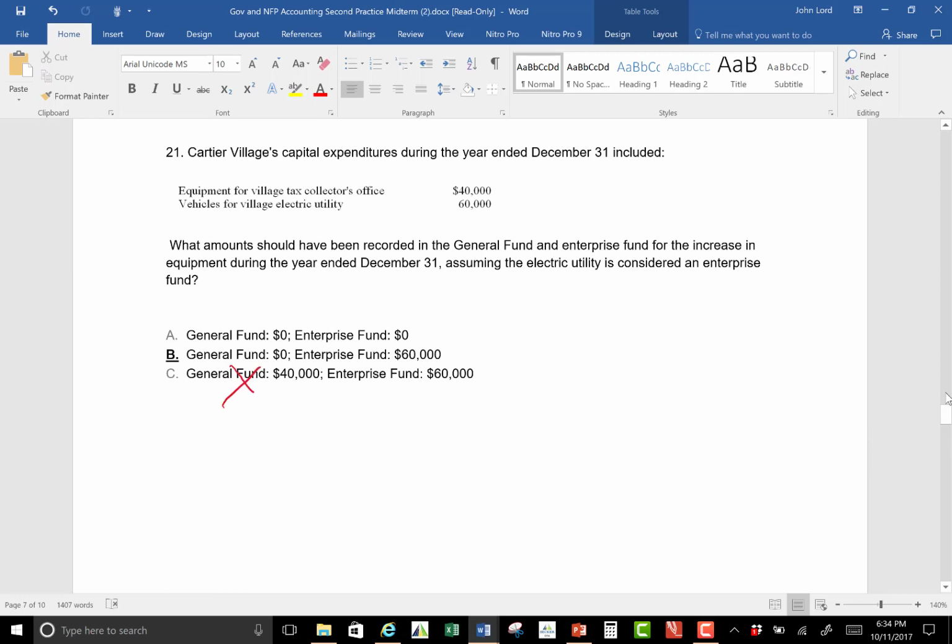And we look up here and we see vehicles for the electric utility. Isn't that an enterprise fund? So it can't be that they're both zero. So it has to be what? It has to be B. Now you know why I became an accountant, right? Okay, so it has to be B because we can't have an amount in the general fund, and the utility we know is an enterprise fund, isn't it? Right?